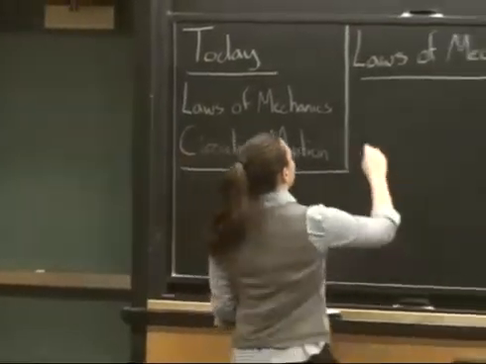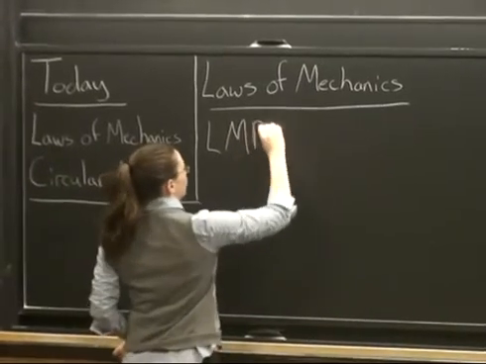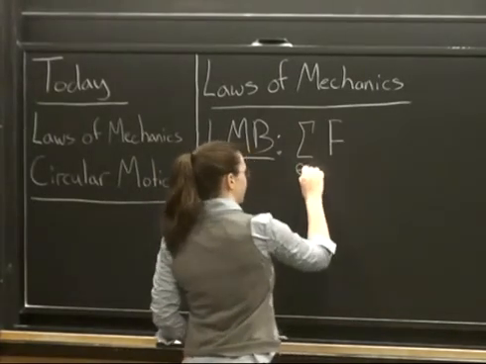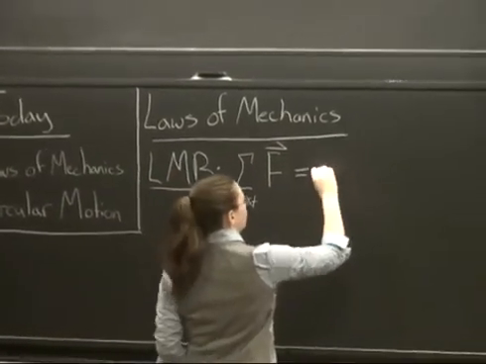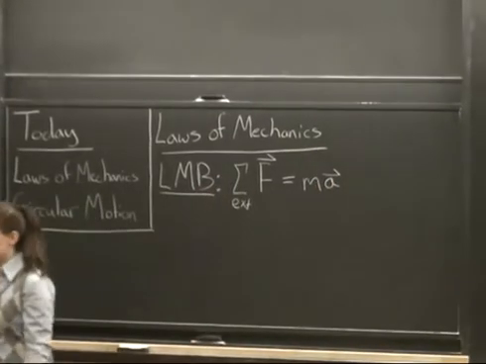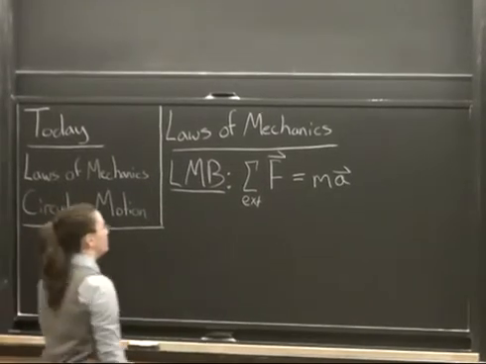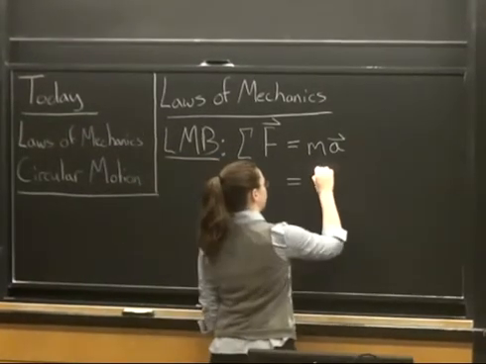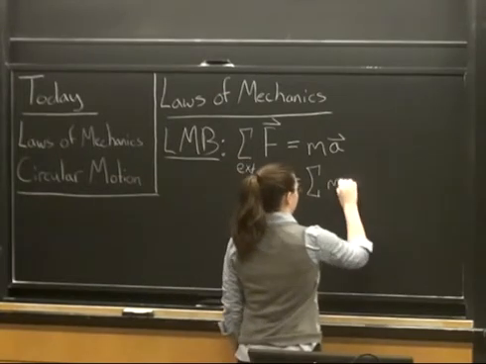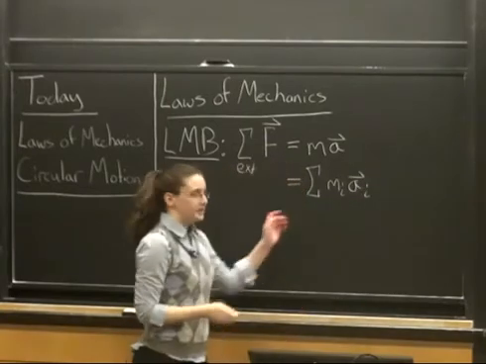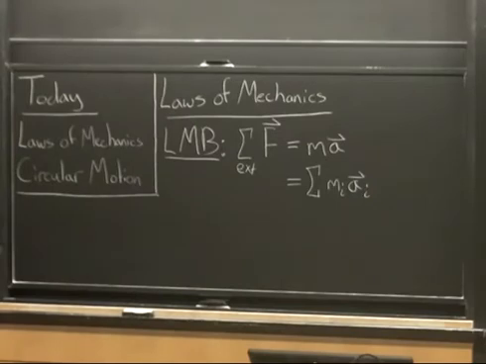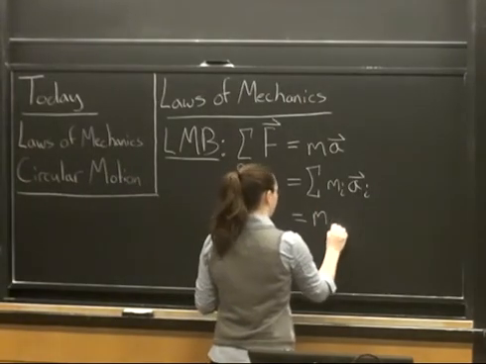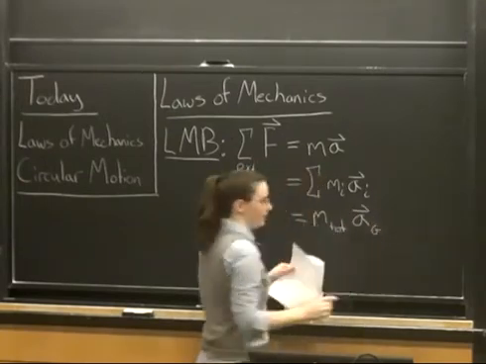So we've been using this a lot this semester, which is linear momentum balance, which in vector form is the sum of external forces is equal to the mass times the acceleration. So with multiple point masses, we can write this as the sum of each mass times each mass's acceleration, or as the total mass times the acceleration of the center of gravity.